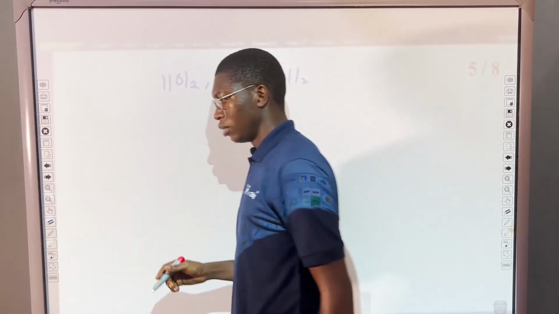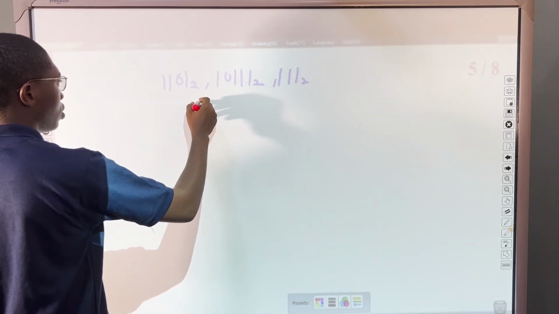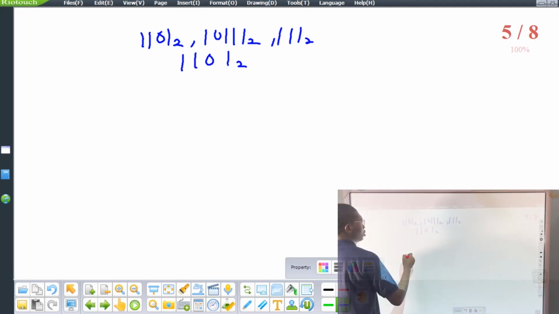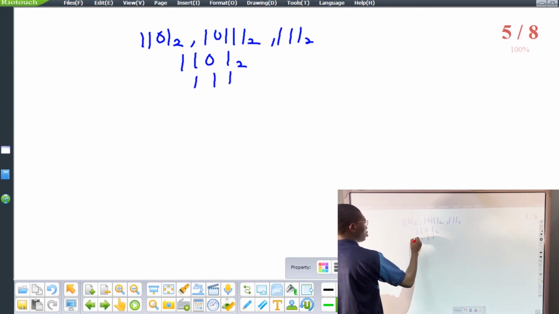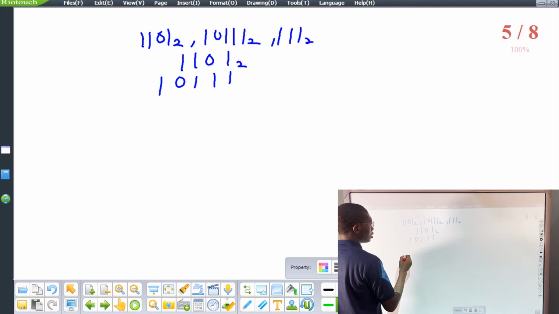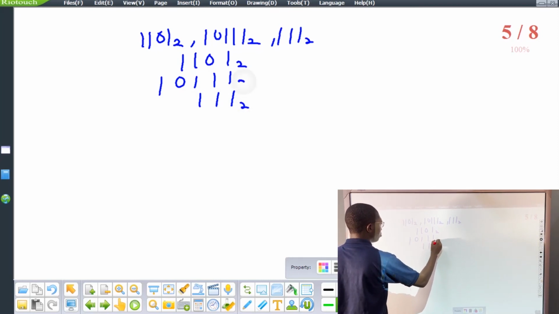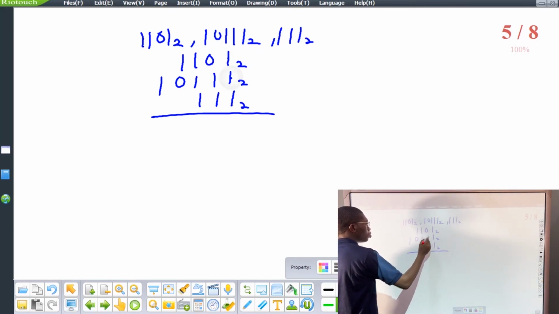Okay. Now, let's just arrange it to make it work easier. We have first number 1 1 0 1 base 2. Second number, starting from the left, 1 0 1 1 1. Just arrange it very well. The next number is 1 1 1 base 2, all in base 2. We have that.